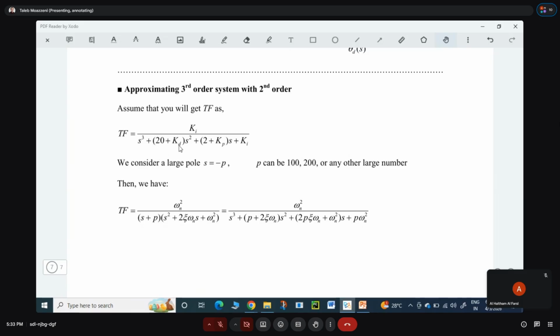Here 20 + Kd should equal P + 2 zeta omega_n. You already found zeta and omega_n, then we find Kd. Finish. Then 2 + Kp should be equal to P zeta omega_n + omega_n^2. And then Ki should be equal to P omega_n^2. Then all of these three parameters are obtained, and done, finish.